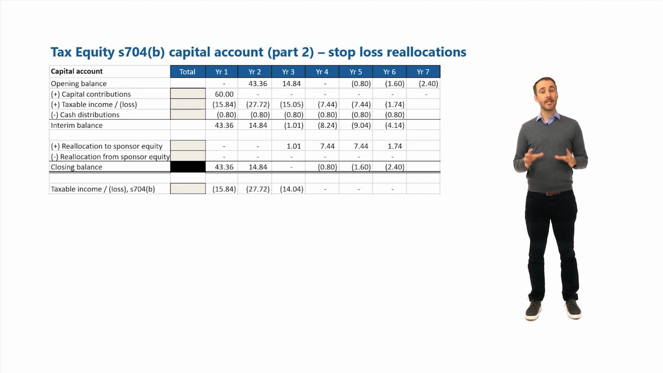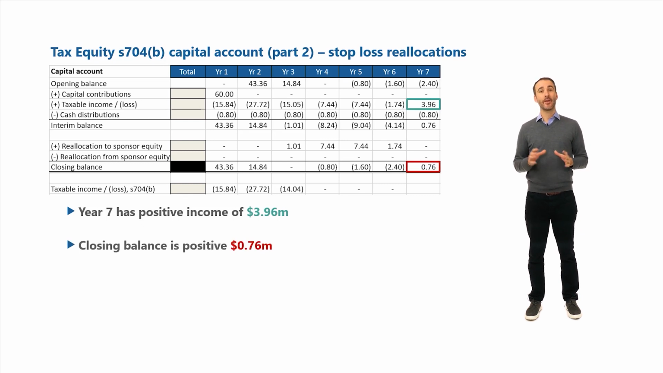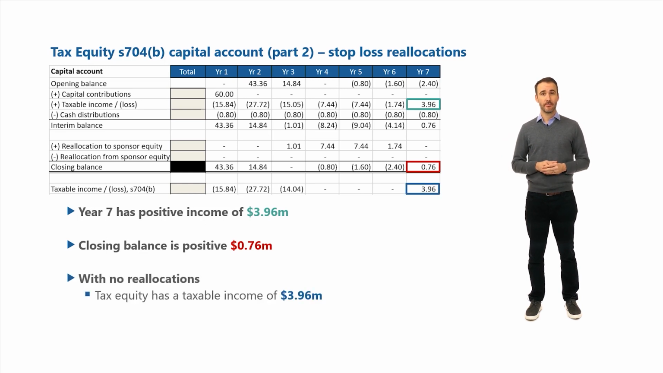In year 7, we start with a balance of negative 2.4 million, and we have a positive income of 3.96 million, given that the depreciation is now being fully utilized. The interim balance is now 0.76 million, and we don't need to reallocate to the sponsor given we don't have any losses. And the closing balance increases to negative 0.76 million. Tax equity receives all of the income of 3.96 million, given that there are no reallocations.